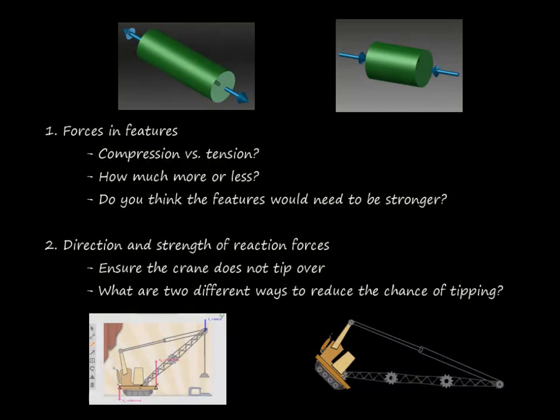First, the change in forces on the cables, which components are being compressed and which are in tension. How much more or less tension or compression are these under? Could this be a problem? Would more cables be needed? And second, pay attention to the reaction forces to ensure that the crane doesn't tip over. What are at least two ways to reduce the crane's likelihood of tipping?